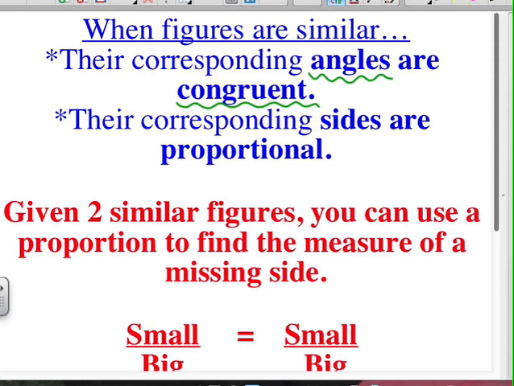However, corresponding sides are proportional. Not the same measurement, right? Side AB corresponds to side DE, but they're different lengths. They're not congruent to each other. But AB is in fact a smaller version of DE, and it is smaller by a certain ratio. You'll see what I mean here a little bit more in a minute when I start doing the actual math behind this.